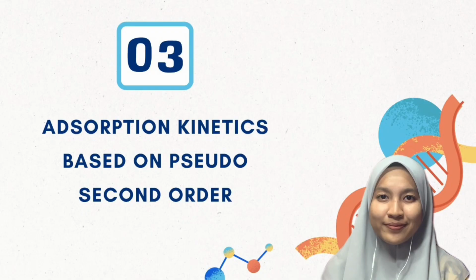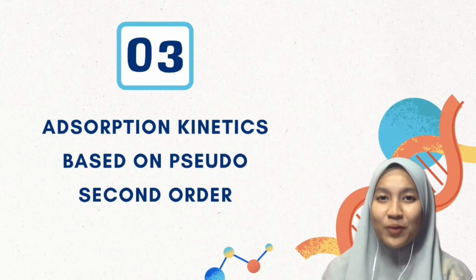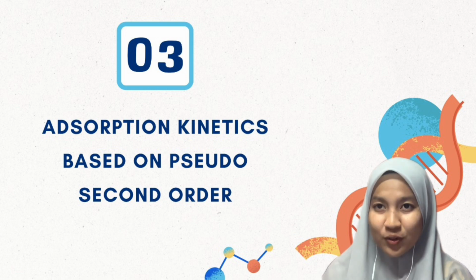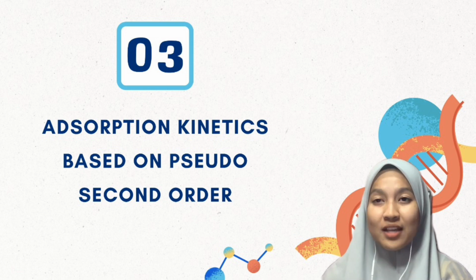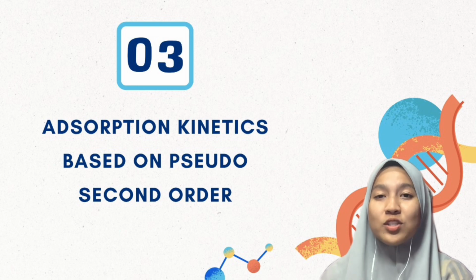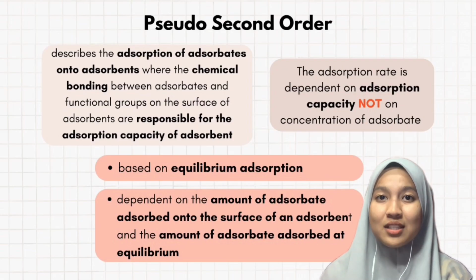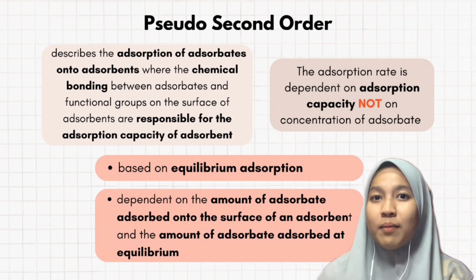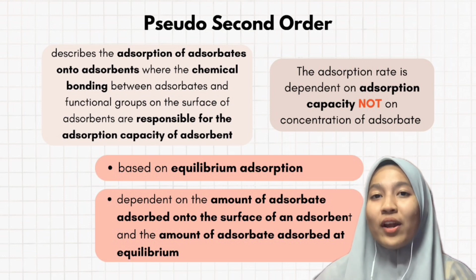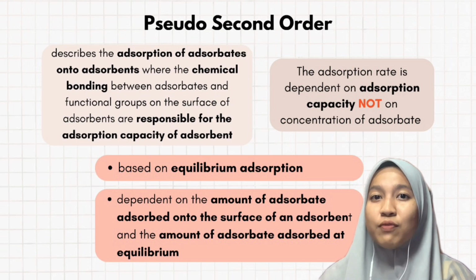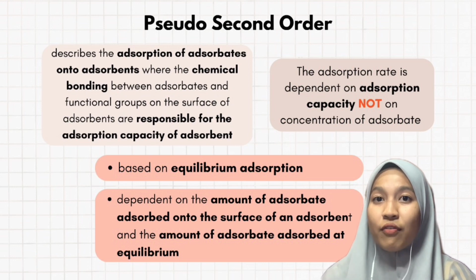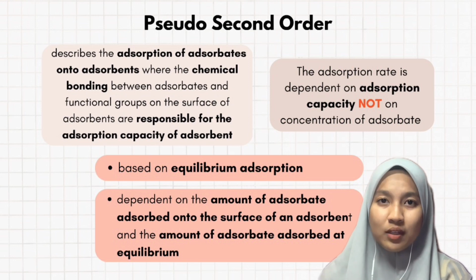Thank you, Nisa. So next, I will continue the presentation. Since Nisa already explained the pseudo first order, I will explain the second adsorption kinetic model, which is pseudo second order. The pseudo second order kinetic model describes the adsorption of adsorbate onto adsorbent where the chemical bonding, meaning that the interaction between the adsorbate and the functional groups on the surface of the adsorbent, is responsible for the adsorption capacity of the adsorbate.